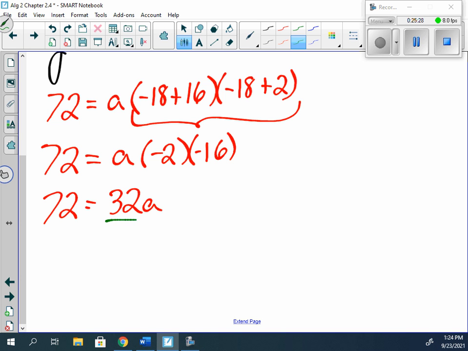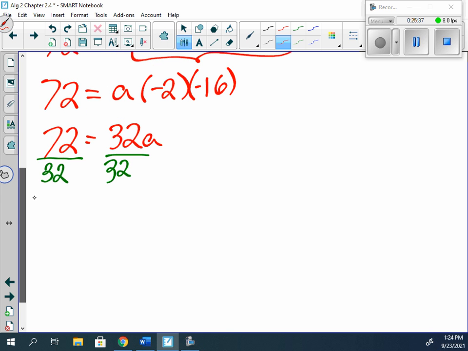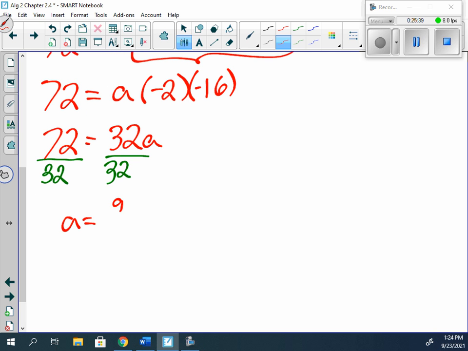And lastly, we would divide both sides by 32. Well, this is also 2 and 1/4. Questions?